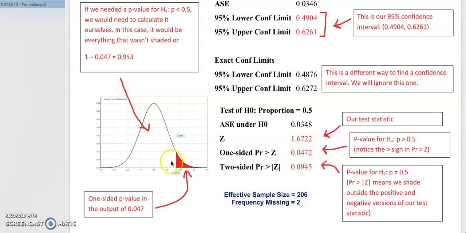And we could verify it by putting our test statistic into StatKey, shading everything above that, and you'll notice that I also get 0.047. On the other hand, if I had a less than sign in my alternative hypothesis, what I would really want was this whole unshaded area here, and I could either just shade that on StatKey, or I could take 1 minus the 0.047 and figure out that this p-value for an alternative that said p was less than 0.5 would be 0.935.